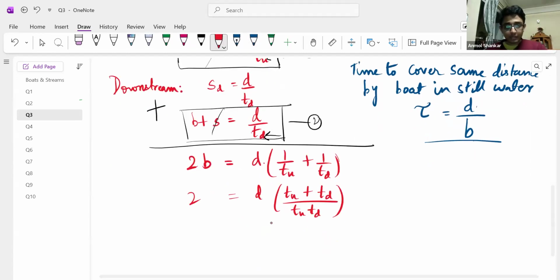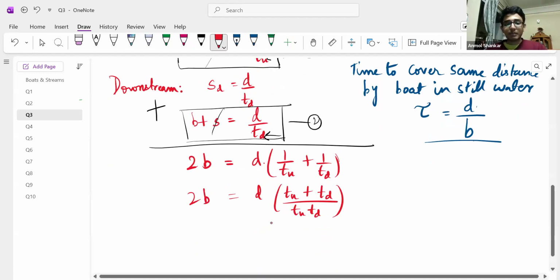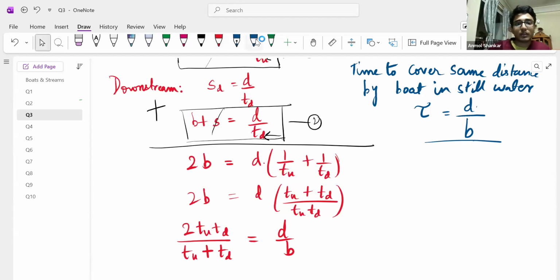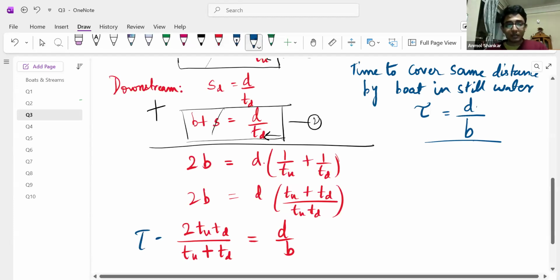So in this equation, let us bring d by b to this side and the rest to the other side. So you will get 2 into tu into td divided by tu plus td is equal to d by b, and this is equal to tau. Yeah, this is tau. So this is our final answer. So this is the harmonic mean of the two quantities.